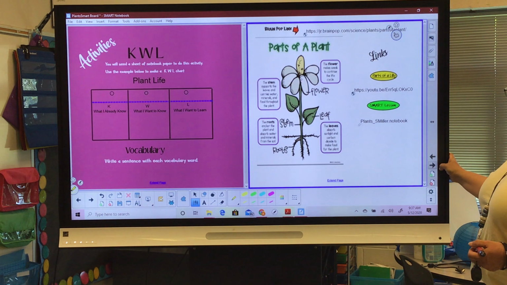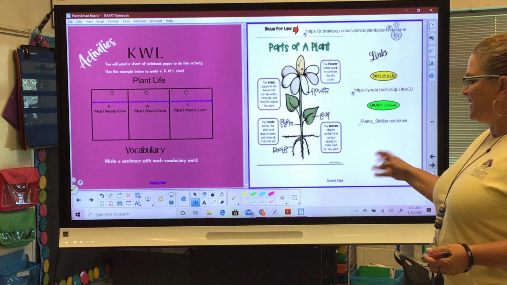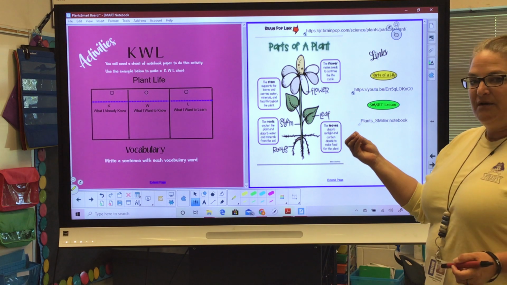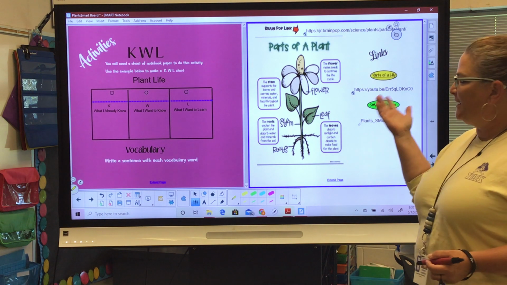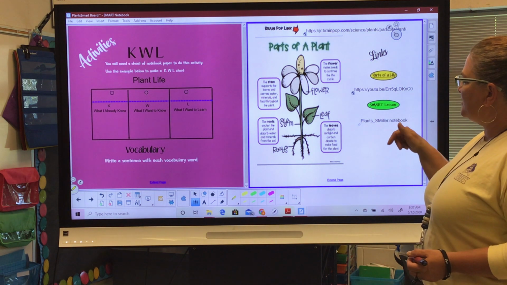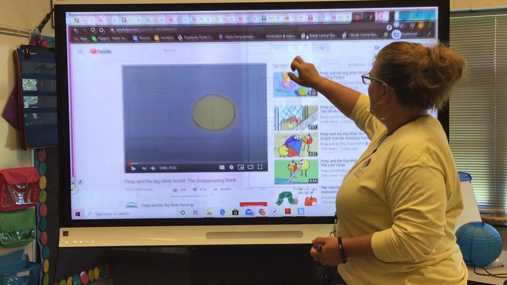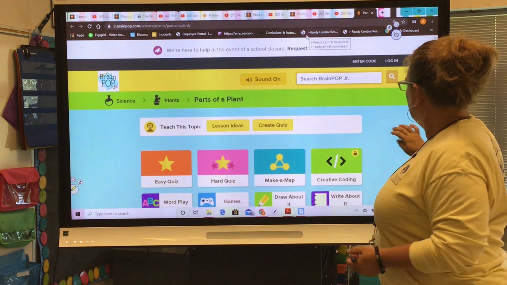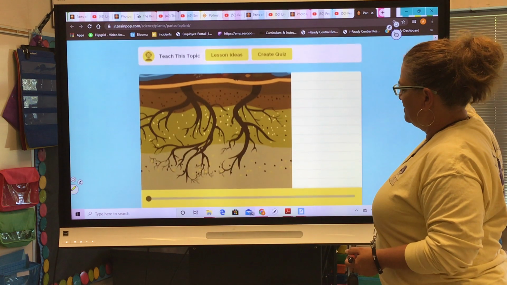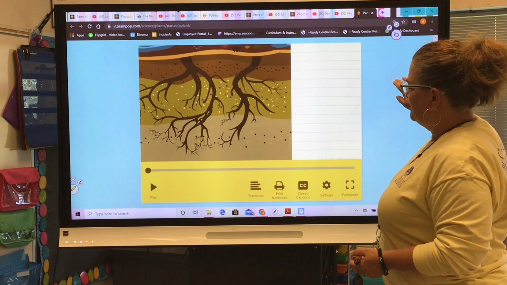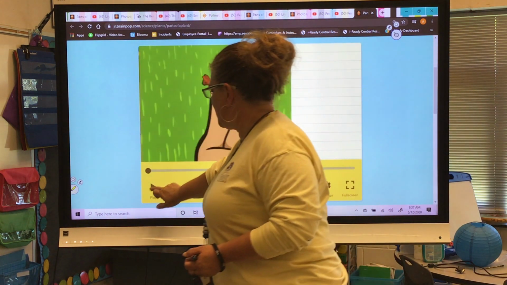All right, parts of a plant. We've talked a little bit about some of the parts of the plant. We've definitely talked about the roots and how the roots bring up the nutrients and the water from the soil to help the plant live. Let's look at this BrainPOP quickly, and it will tell us a little bit more about the parts of a plant.